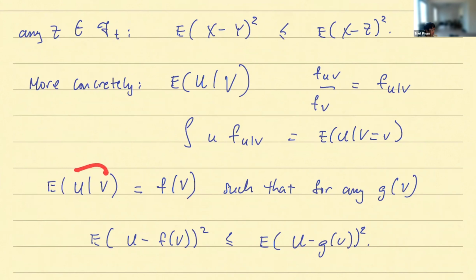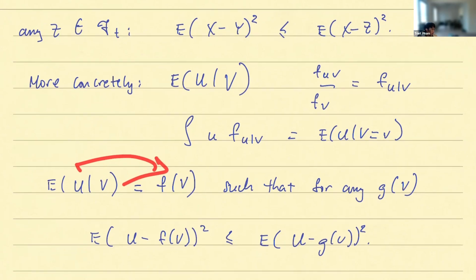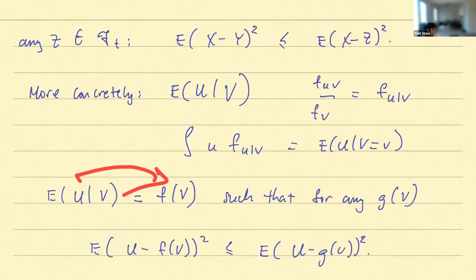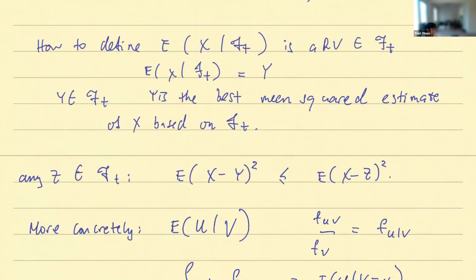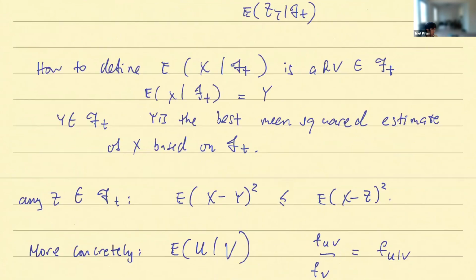But if U and V have joint normal distribution, or multivariate normal, then this will be linear. And that's why linear regression always likes to assume normal noise, because that just fits right in. Okay, so there's that. That's a quick and dirty explanation of what conditional expectation means.